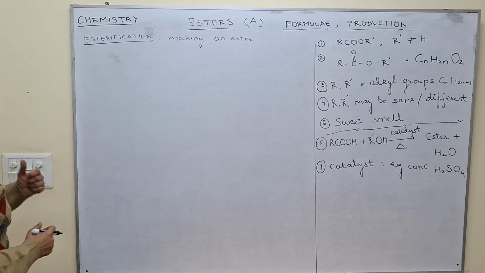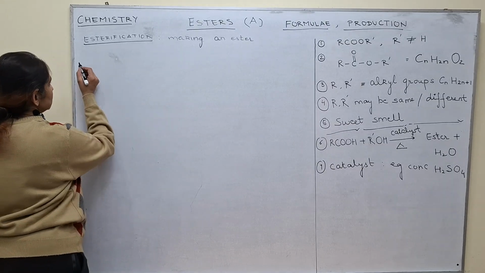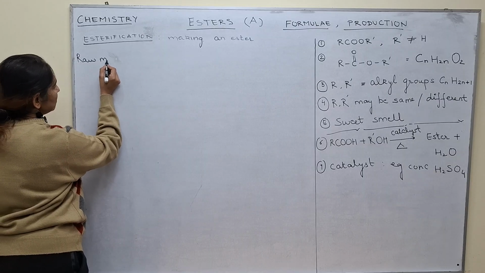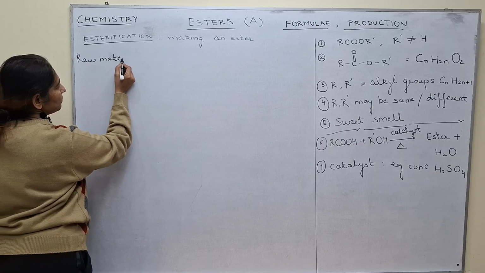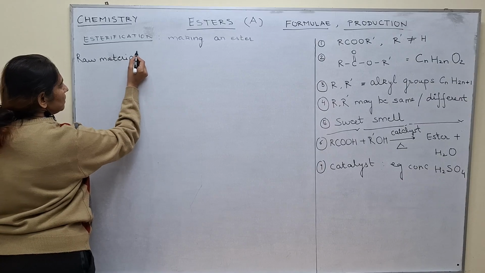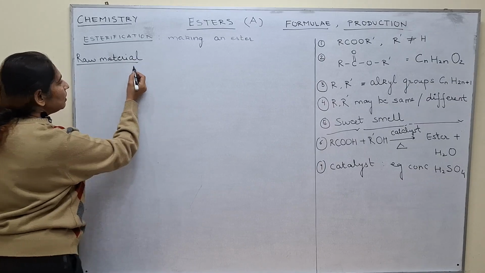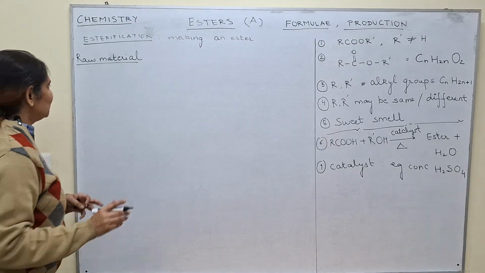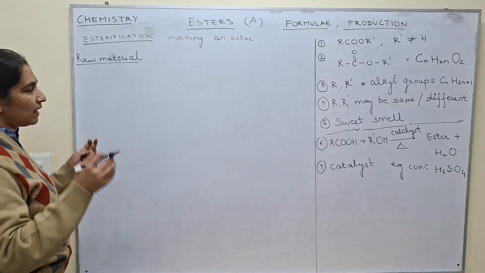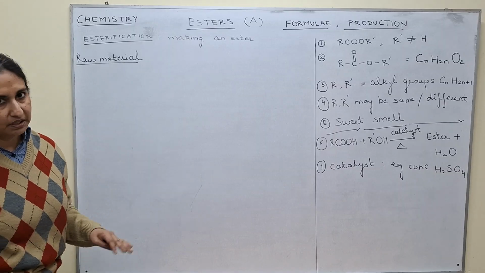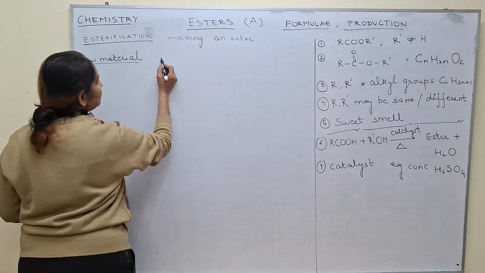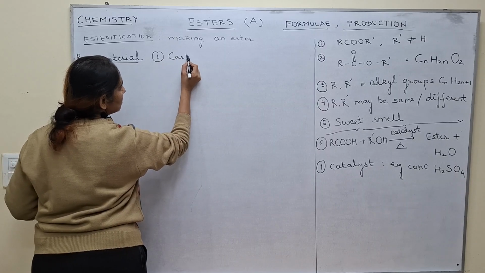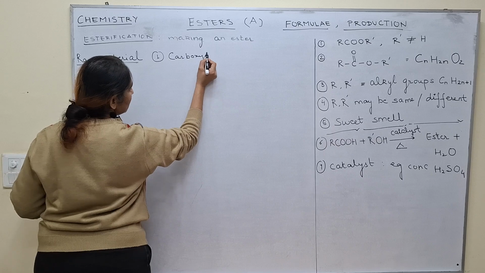Now, what are the raw materials required for this? When we make something, we need some raw materials, right? We have to start with something. So here we can say 2 or 3. Now that's ambiguous. That depends on what. I think it's safe to write 3 raw materials. Okay. So the first raw material is a carboxylic acid.